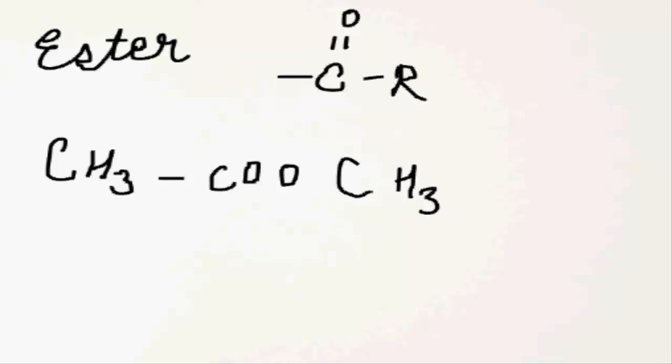So these are the names of the functional groups having oxygen. We have other functional groups also, like those which have nitrogen, like amino, nitro and cyano. And for double and triple bonds we use ENE for a double bond, and for a triple bond we use YNE.